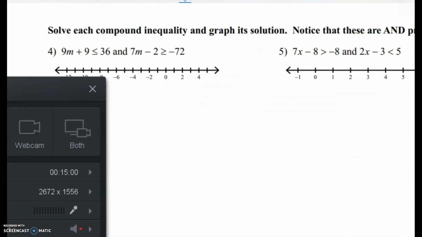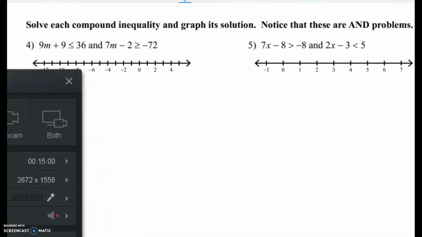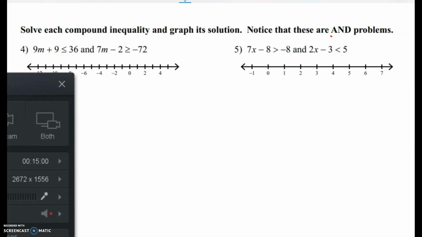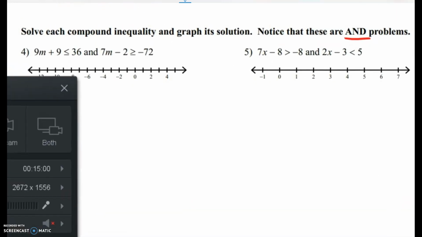The first type was your compound "or." Now we're looking at a compound "and" inequality. You can see that right here. These are compound "and"s. So for number 4, we have two separate ones. Let's do the same thing we did last time. Just like with a compound "or," let's solve them individually.